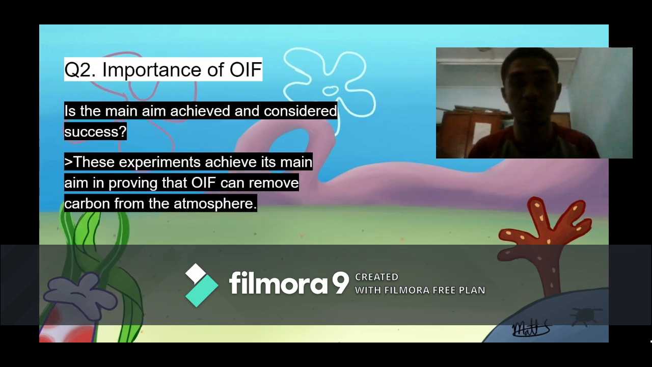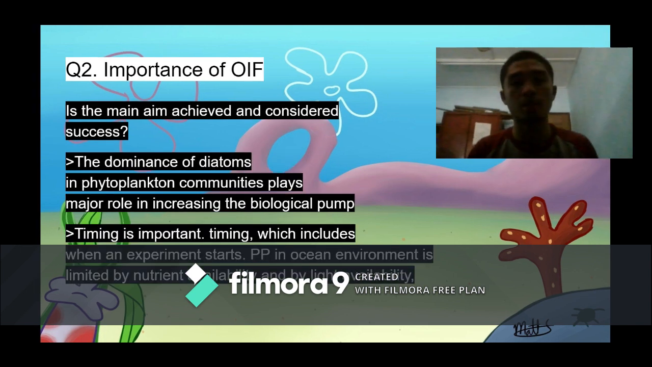Is the main aim achieved and considered a success? These experiments are called successful because they achieved their aim in proving that OIF can remove carbon from the atmosphere through carbon sequestration. There are some considerations that need to be made for it to be considered a success.